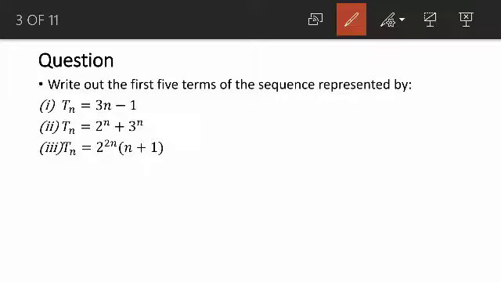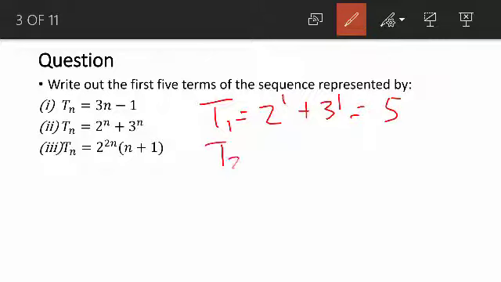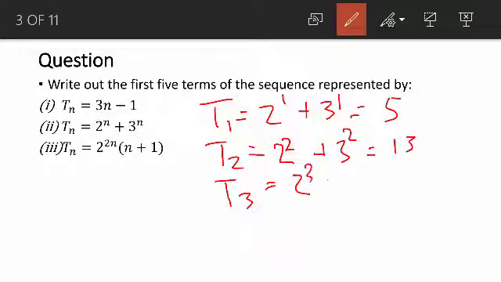Now the second question, we have 2 raised to power n plus 3 raised to power n. That means T1 will be 2 raised to power 1 plus 3 raised to power 1. That means 2 plus 3, which is 5, okay? T2 means 2 raised to power 2 plus 3 raised to power 2. Your n is 2 now. That will be 4 plus 9, which is 13. Your T3 now is 2 raised to power 3 plus 3 raised to power 3. That means 8 plus 27. That will give us 35.